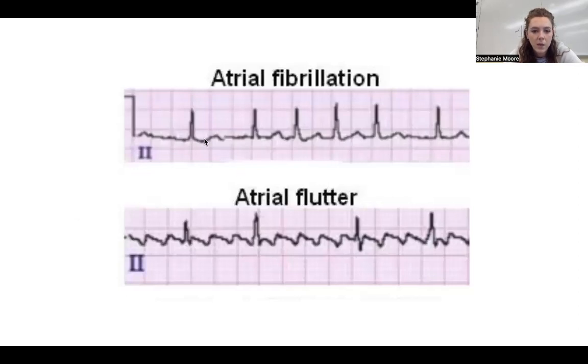So here is a depiction of atrial fibrillation, and I said, can you kind of pinpoint a P wave? Sorry, I dropped something. Okay.